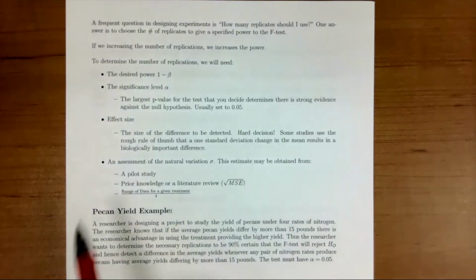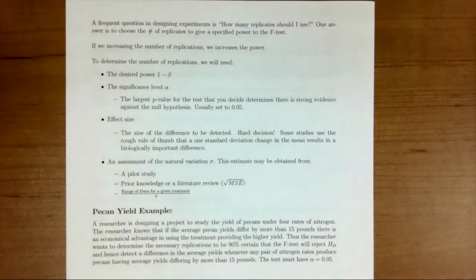Another thing is the effect size. If we think back to the red and blue distributions, the effect size is the distance between those distributions. The effect size is the size of the difference that we want to be able to detect. So we saw as the difference decreased between the two distributions, the power decreased. And as the difference increased, the power increased. This is also a hard decision.